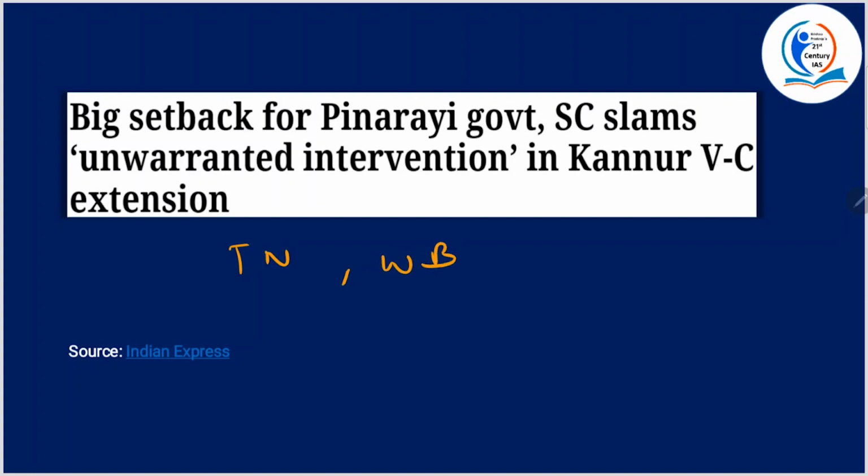Tamil Nadu Assembly actually passed two bills that seek to transfer the governor's power in appointing vice chancellors of 13 state universities to the state government. And West Bengal is seeking to make the chief minister the chancellor of all state-run universities, replacing the governor. So they don't want the central government's intervention in the appointment of VCs. That is the issue.